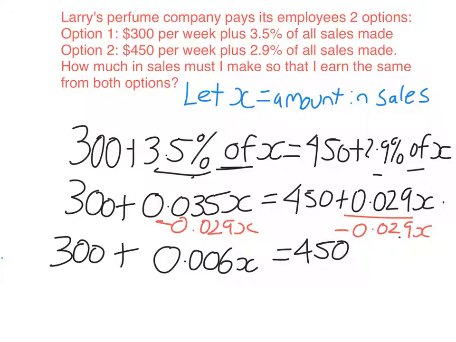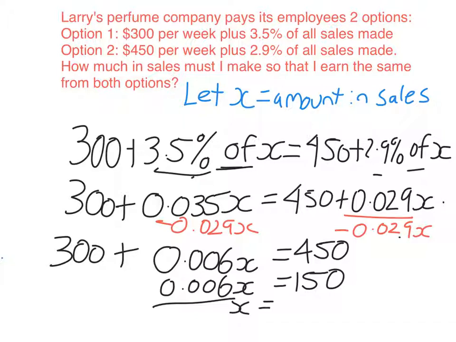So the way we solve this is the way we've done the rest of the question. So we're going to subtract 300 from both sides. And this number in front, 0.006, we don't treat it any different because it's not a whole number. 0.006 times x, we're going to undo that by dividing. So we put in our calculator 150 divided by 0.006. So the answer I get there is 25,000. So what I'm saying is that if I sell $25,000 worth of stuff, I will earn the same amount of money as either of these options.